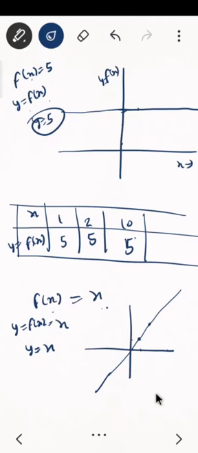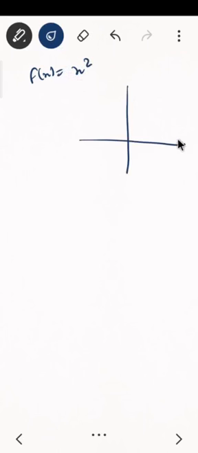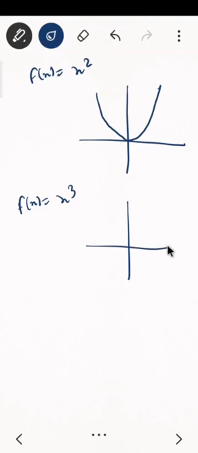And if I tell you about the quadratic f of x equal to say x square, so this is a quadratic function. So its graph will be a parabola. It will be something like this. So I'll just tell you f of x equal to x cube. It will be something like this.